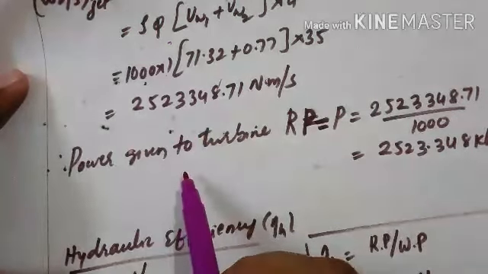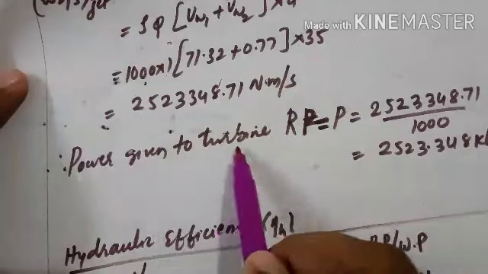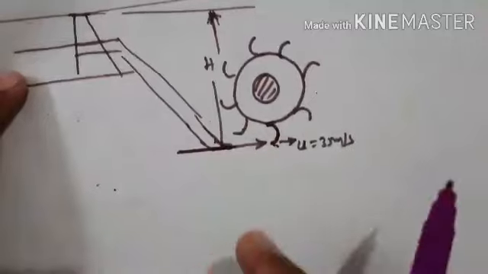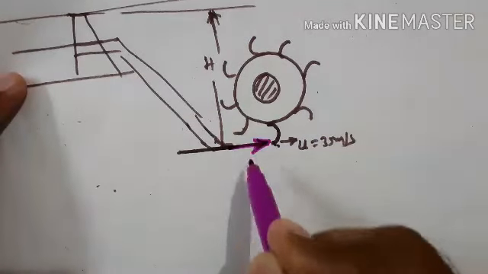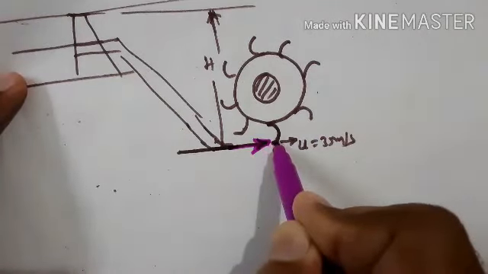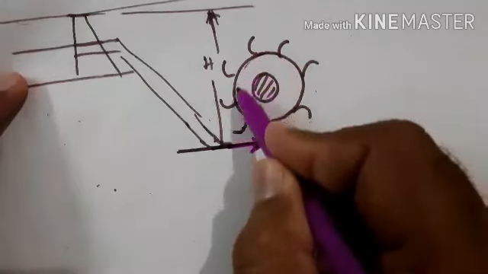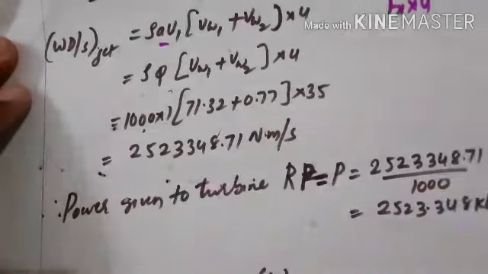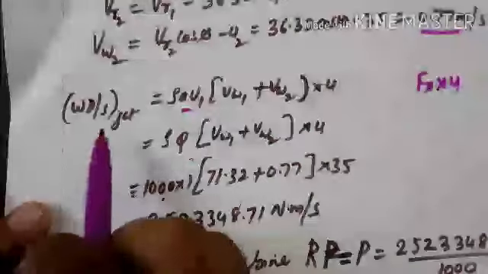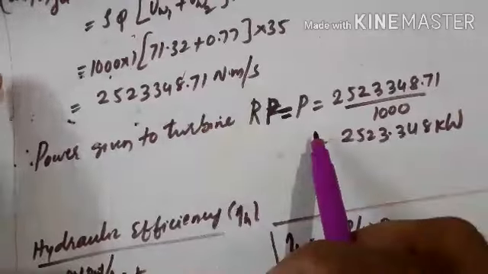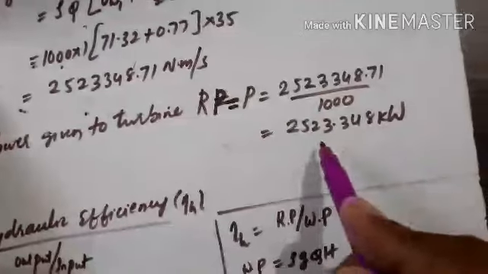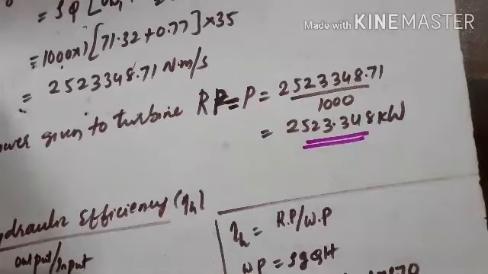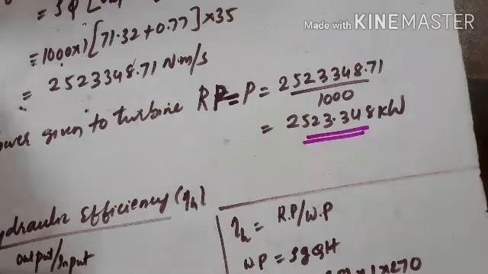Then the power given to the turbine, that is the runner power, is the power given to the runner. So this is the water power you are giving to the runner through the blades, and how much power the runner is generating, we are calculating using this formula. Then the runner power will be 2523.348 kilowatt. This is the power given to the turbine, that is runner power.